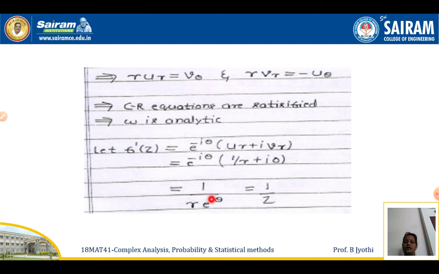Or 1 divided by r into e power minus i theta. When it is taken to the denominator, it will be r e power i theta in the denominator. And we know that r e power i theta can be written as z. Therefore, f dash of z is equal to 1 upon z.